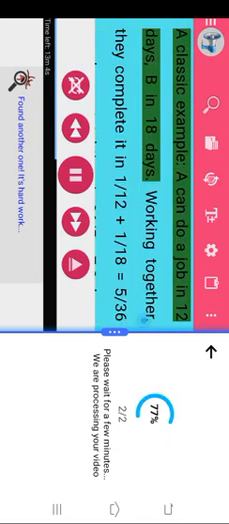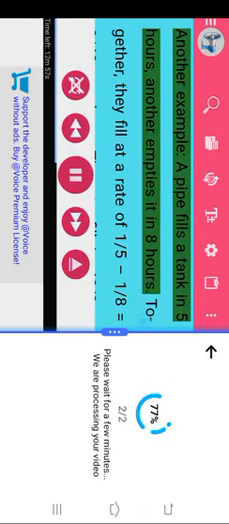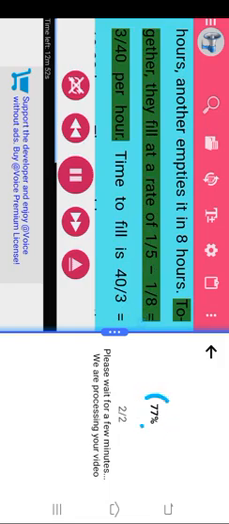A classic example: A can do a job in 12 days, B in 18 days. Working together, they complete 1/12 plus 1/18 equals 5/36 per day, so total time is 36/5 equals 7.2 days. Another example: a pipe fills a tank in 5 hours, another empties it in 8 hours. Together, they fill at a rate of 1/5 minus 1/8 equals 3/40 per hour. Time to fill is 40/3 equals 13.33 hours. These problems are practical and can be mastered with consistent practice and a strong grasp of fundamental principles.